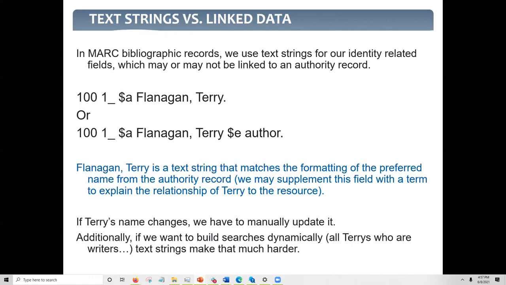Names in a MARC bibliographic record and an authority record are typically inverted. There are times when they are not inverted, but the majority of the time for a person's name, they're going to be inverted. So that's a text string, Flanagan, Terry. There's some coding up there, but that little bunch right there, the Flanagan, Terry, is a text string.